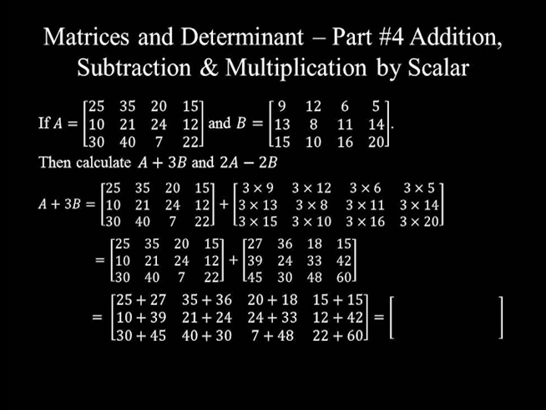Let's solve each addition. 25 plus 27 equal to 52. 35 plus 36 is 71. 20 plus 18 is 38. 15 plus 15 is 30. 10 plus 39 is 49. 21 plus 24 is 45. 24 plus 33 is 57. 12 plus 42 is 54. 30 plus 45 is 75. 40 plus 30 is 70. 7 plus 48 is 55. And 22 plus 60 is 82.